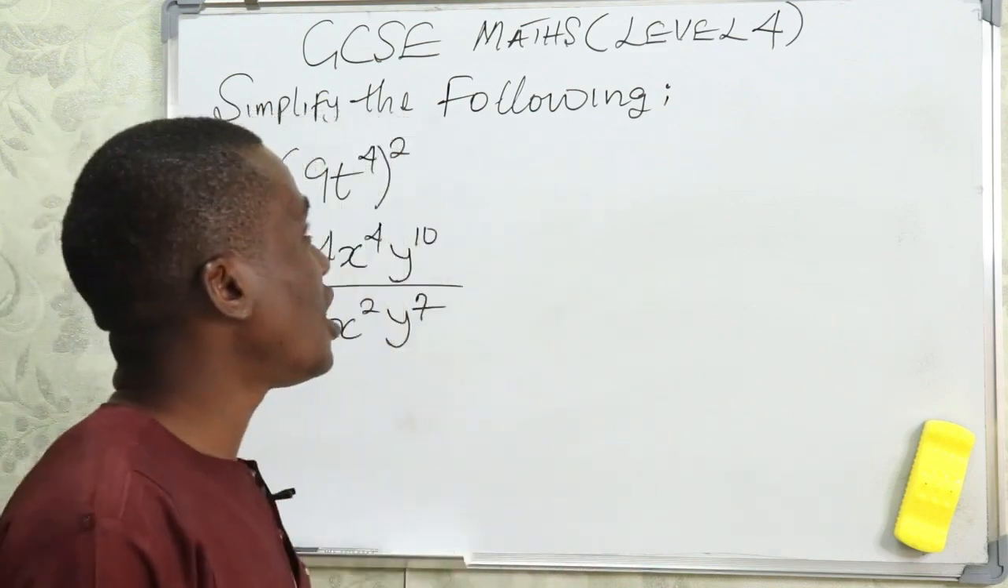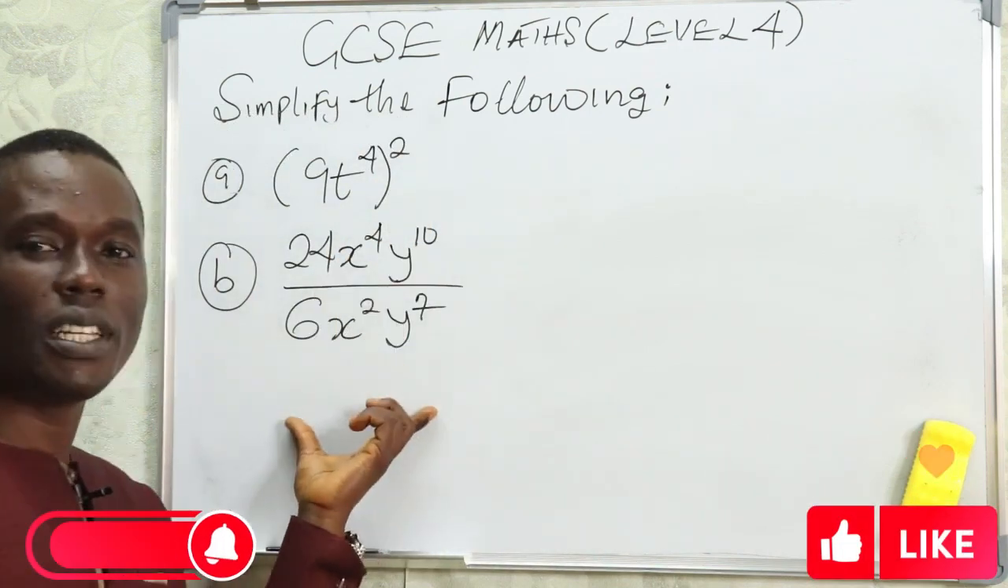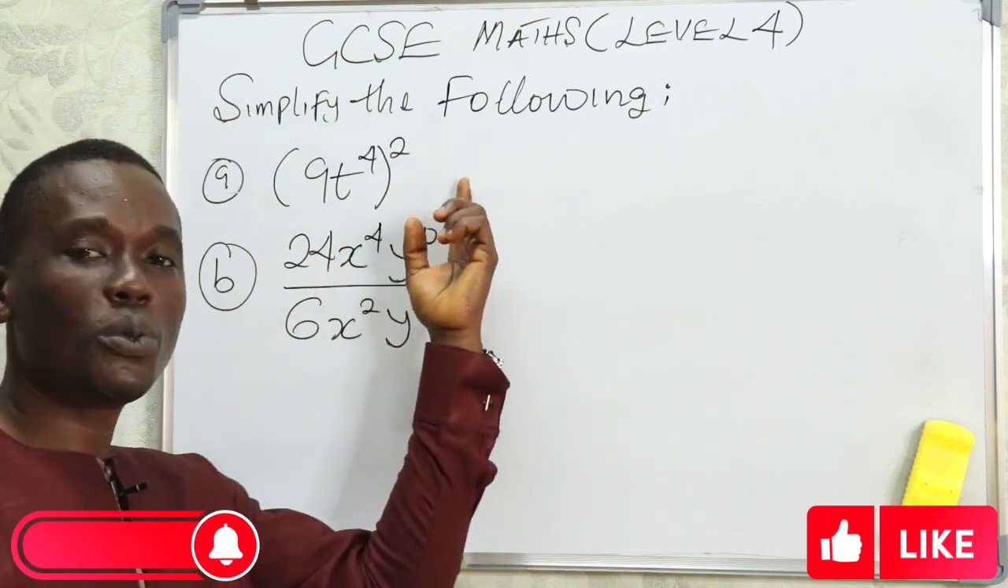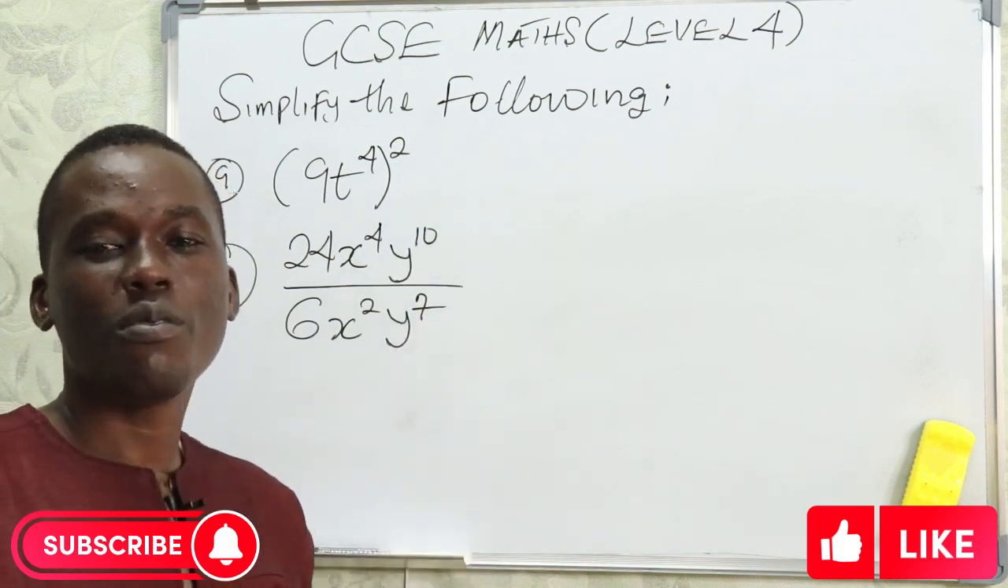Hello, our GCSE question for today is to simplify the following, and this is going to go for 2 marks. This is going to go for 2 marks, a total of 4 marks.